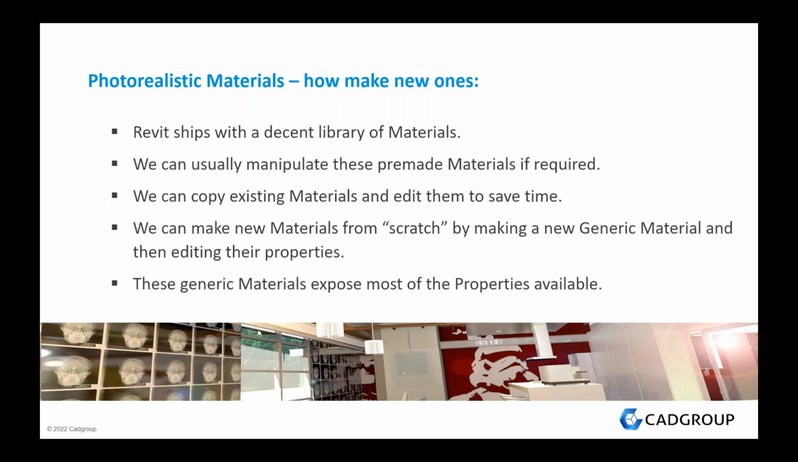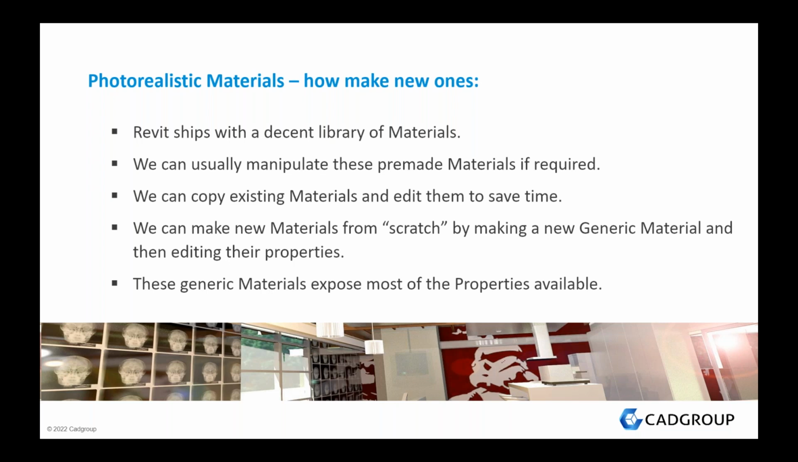You can also take those existing materials, make a copy of them, and then edit them to save you time if you're creating a number of different similar types of materials. You can also create new materials completely from scratch. In Revit, when you create a new material, you are presented with a generic material, and that generic material exposes all of the material properties that are available in Revit photorealistic materials, and then you can edit those as required.